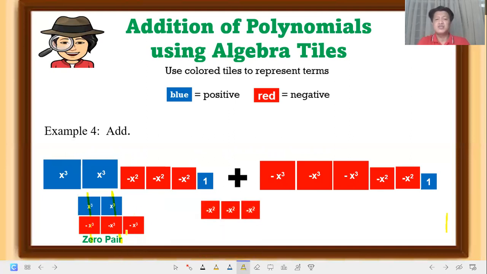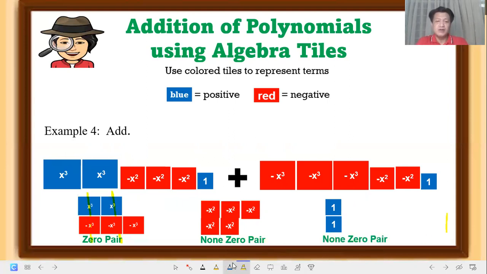Dito naman tayo sa x square. Okay, so meaning to say, since wala tayong blue, ibig sabihin yan, hindi mo pwedeng i-partner yan. Kaya maiiwan sila. We call that non-zero pair. Okay, dito naman tayo sa constant. Dalawa yung constant natin. Since wala tayong red na tiles na constant, so ibig sabihin, hindi rin pwedeng i-cancel out. Kaya nandyan lang din siya. Kaya we call that non-zero pair.